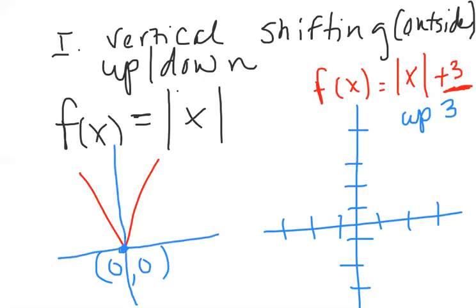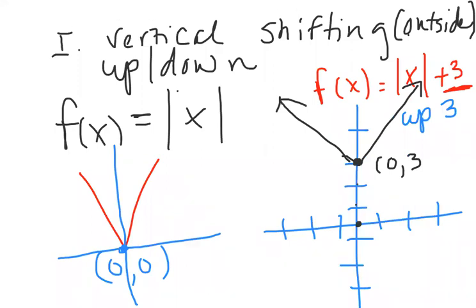So guys, if the vertex is at 0, 0 and we move it up 3 units, then the vertex is going to go up to this point right here. That's where your new vertex is located. So rather than being at 0, 0, it's now at 0, 3. Every single point on the graph of this absolute value function will be shifted up 3 units, okay?